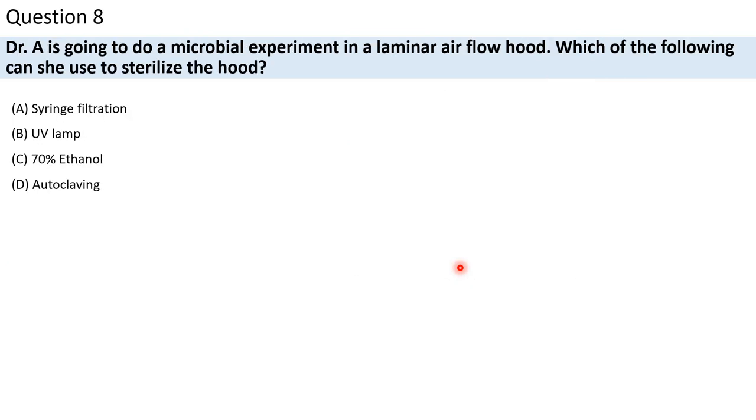Moving on to question 8. Dr. A is going to do a microbial experiment in a laminar flow hood. Which of the following can she use to sterilize the hood? The options given are syringe filtration, UV lamp, 70% ethanol, and autoclaving. As we are talking about a laminar airflow hood, autoclaving is not the right option because we really can't put the hood inside an autoclave for sterilization. And obviously it's not related to syringe filtration in any way. So the options left are UV lamp as well as 70% ethanol.